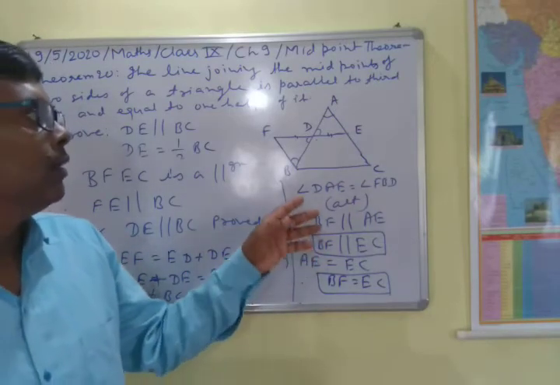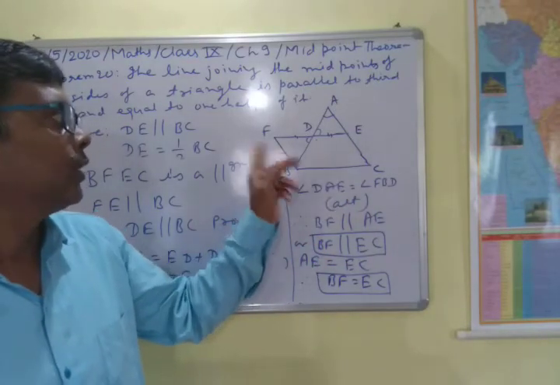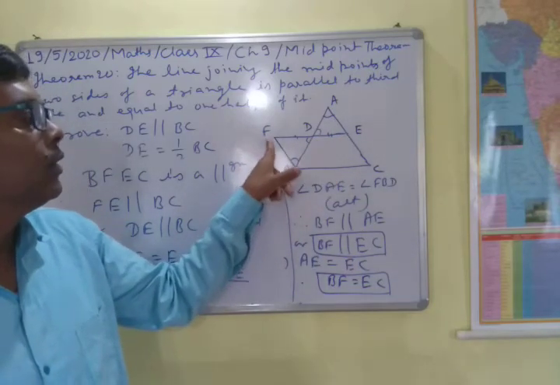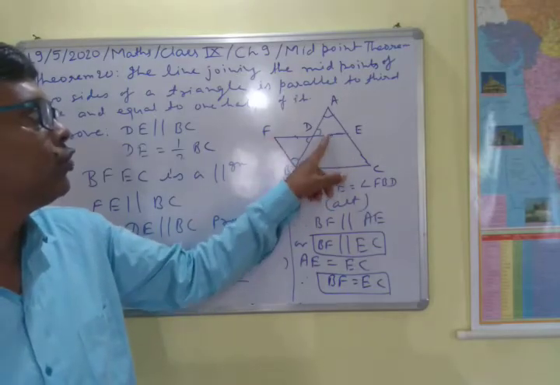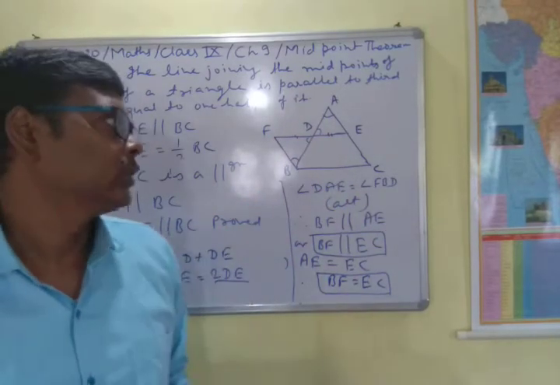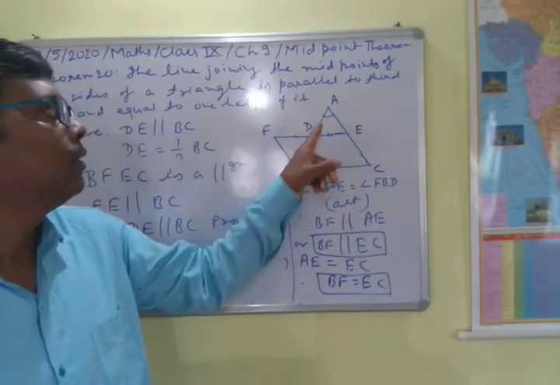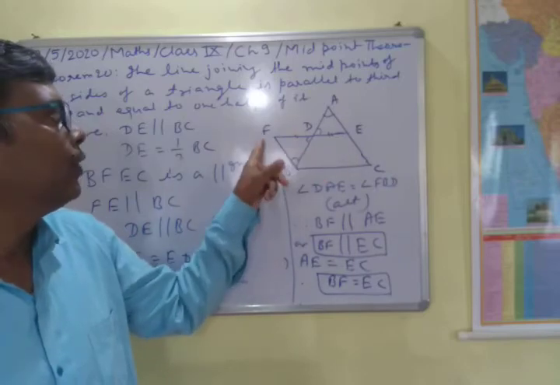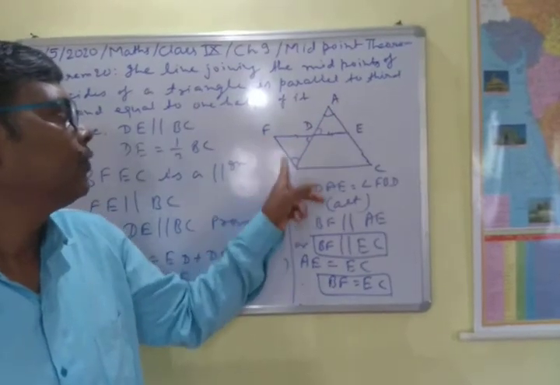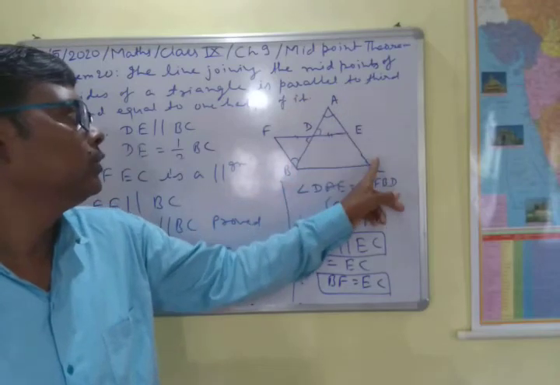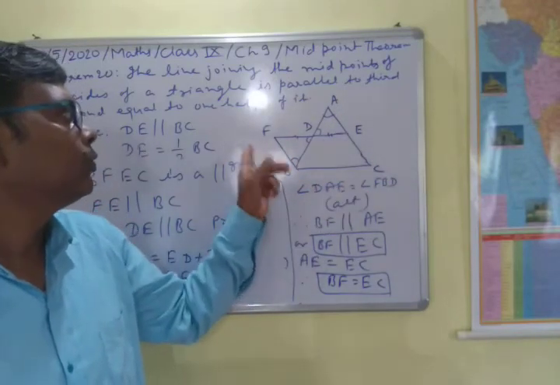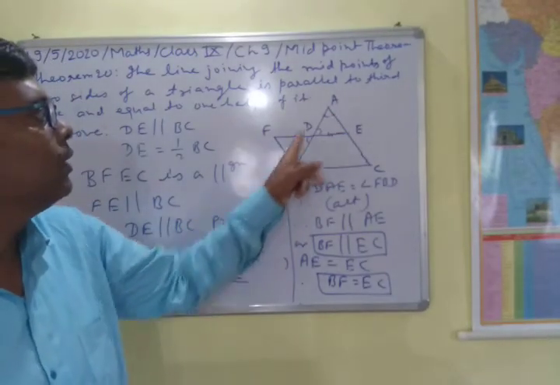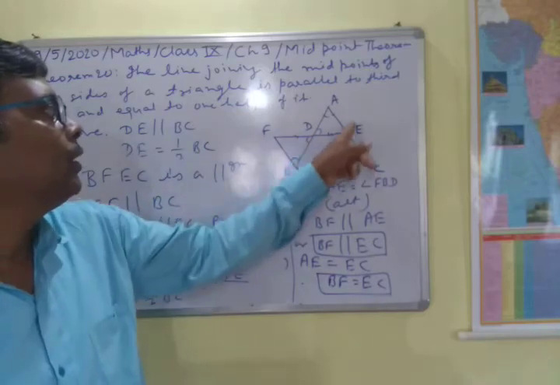Next, to prove this we will do the construction. You will extend ED to a point F such that ED equal to DF, that is, these two will be equal. In this way we will do the construction, and then join this BF also. Then you will prove that these two triangles are congruent, and when these two are congruent, then we will have BF equal to AE and AE equal to EC, and therefore BF equal to EC. And also these two angles are equal, therefore these are the alternate angles, and therefore these are parallel, and that is BF parallel to AE or BF parallel to EC.